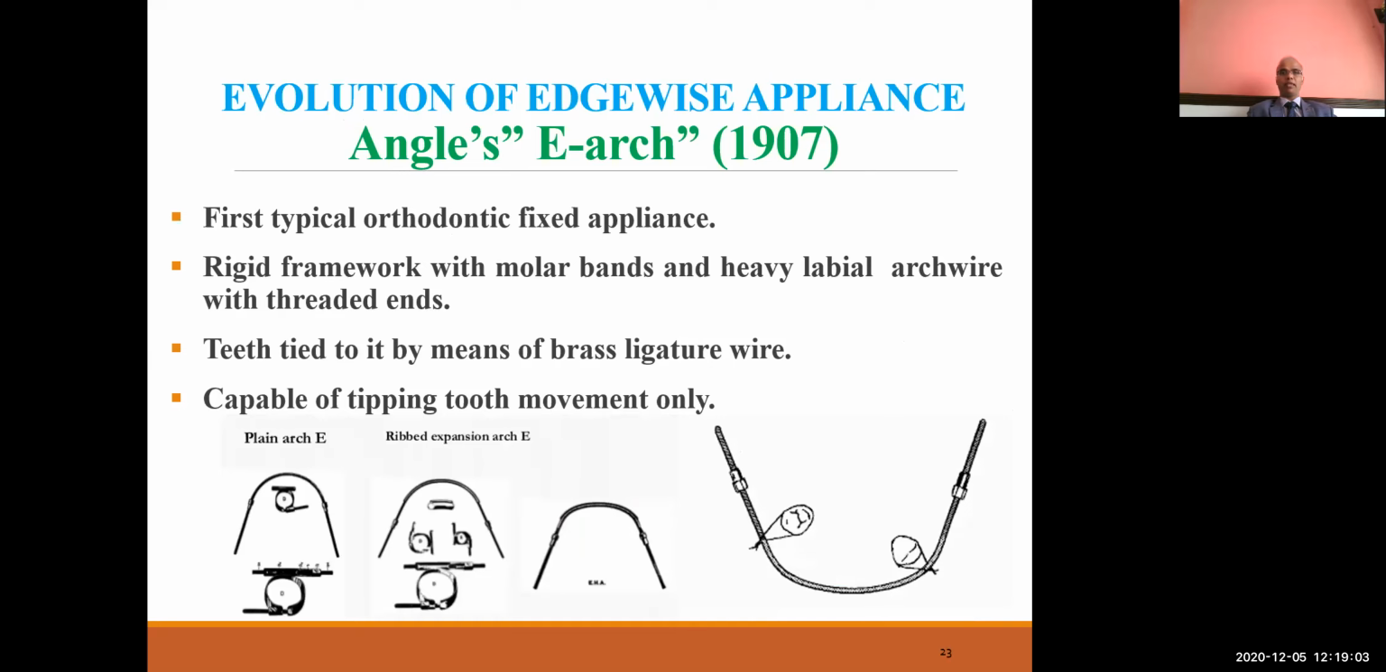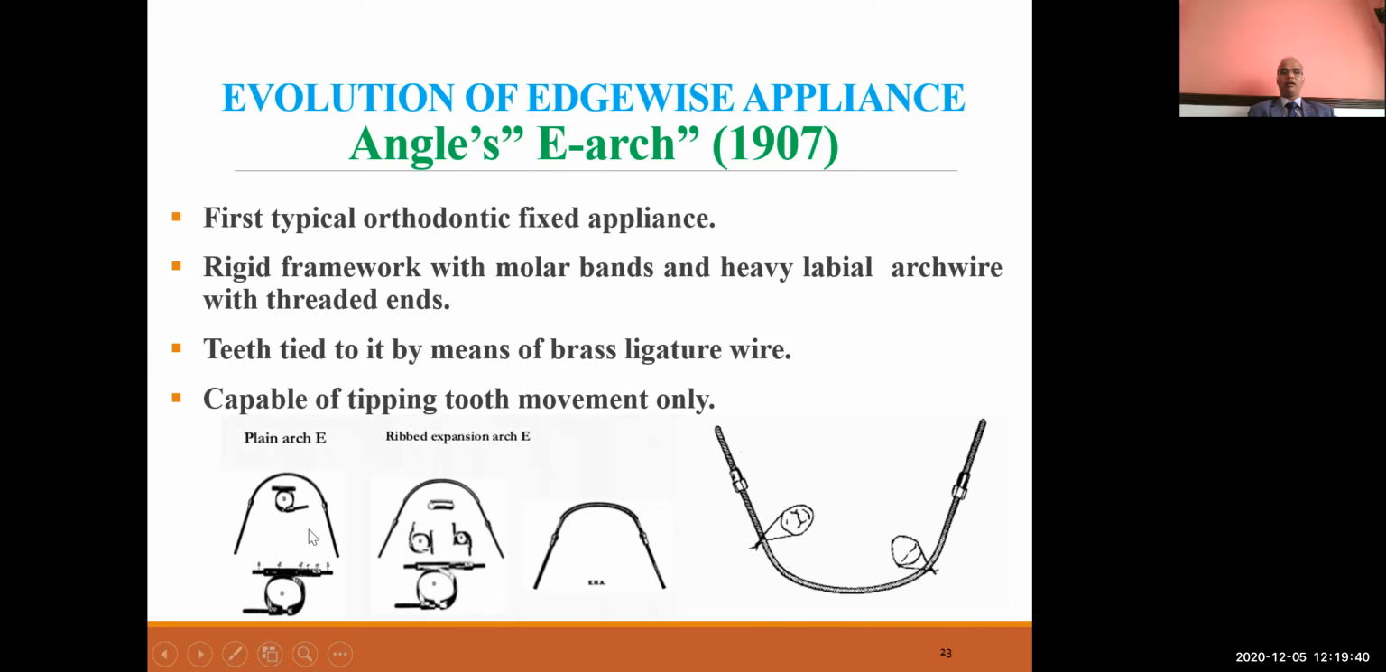The evolution of edgewise appliances. First, Angle gave the E-arch appliance. The first typical orthodontic appliance was the E-arch appliance, expansion arch appliance. It consists of a rigid framework with molar bands here and heavy labial arch wire with threaded ends. The ends are threaded in here. Teeth are tied by means of brass ligature wire. These are brass ligature wire and capable of tipping tooth movements.